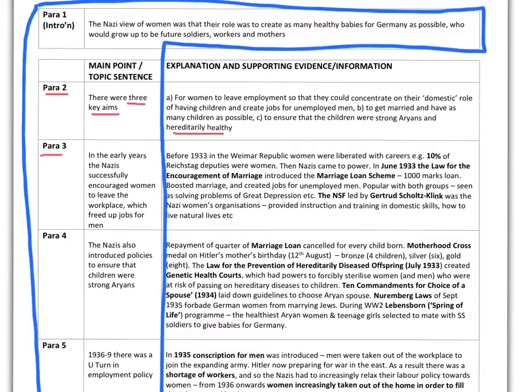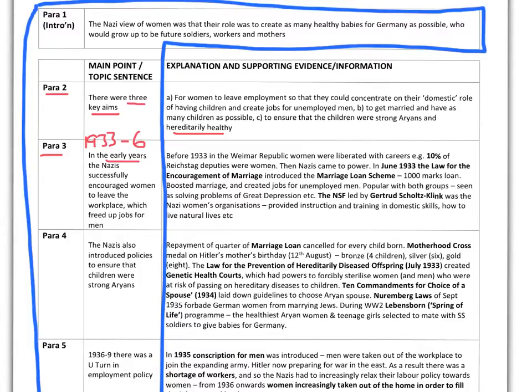The third paragraph, focus on the early years. Now, when we say the early years, we mean the first 4 years, which is 1933 to 36. The key policy then was to get women out of the workplace to free up jobs for men. That's the point you want to make in that particular paragraph. So, how to develop that?